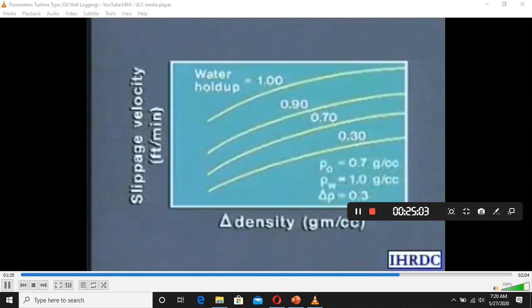For example, for an oil density of 0.7 grams per cubic centimeter, a water density of 1.0 grams per cc, and a water holdup of 0.70, the slippage velocity per minute with a gas-liquid system, a slippage velocity of 60 feet per minute, 18.3 meters per minute, can be.